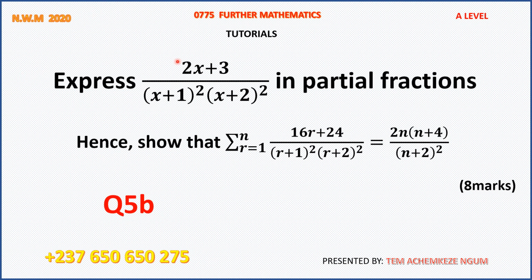We continue with the presentation for the Northwest Regional Mock 2020 Further Mathematics Advanced Level. The question reads: express (2x + 3) divided by (x + 1) all squared into (x + 2) all squared into partial fractions. Hence, show that the summation of what you are seeing here is equal to this. So let's get into the solution without wasting much time.